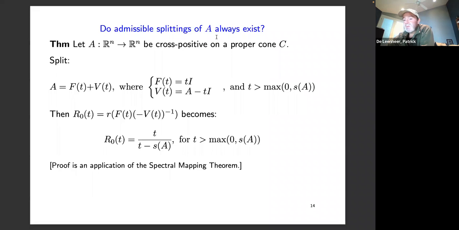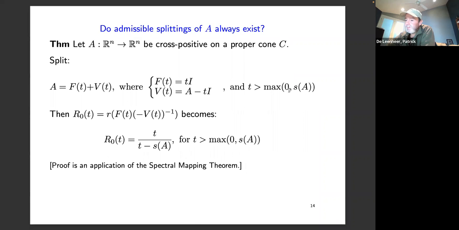Okay, so do admissible splittings always exist? My answer is yeah, they do. So I'll give you one. I'll give you a whole slew, a family of splittings. I'm going to write a given constant A, parameterized as the following split, F_t plus V_t, where F_t is t times the identity, and V_t is A minus tI. Clearly, if I add F and V, I get A again, no matter what t is. But I'll assume t is bigger than the maximum of 0 and s(A).